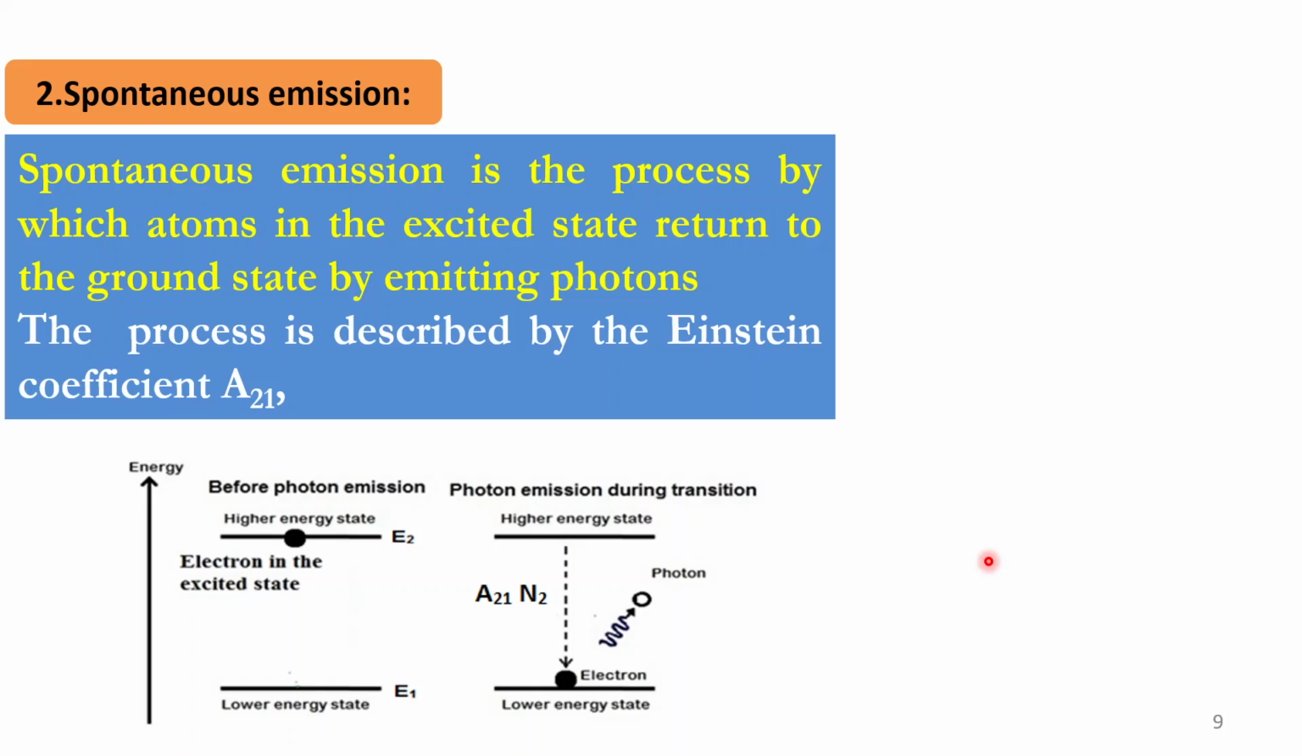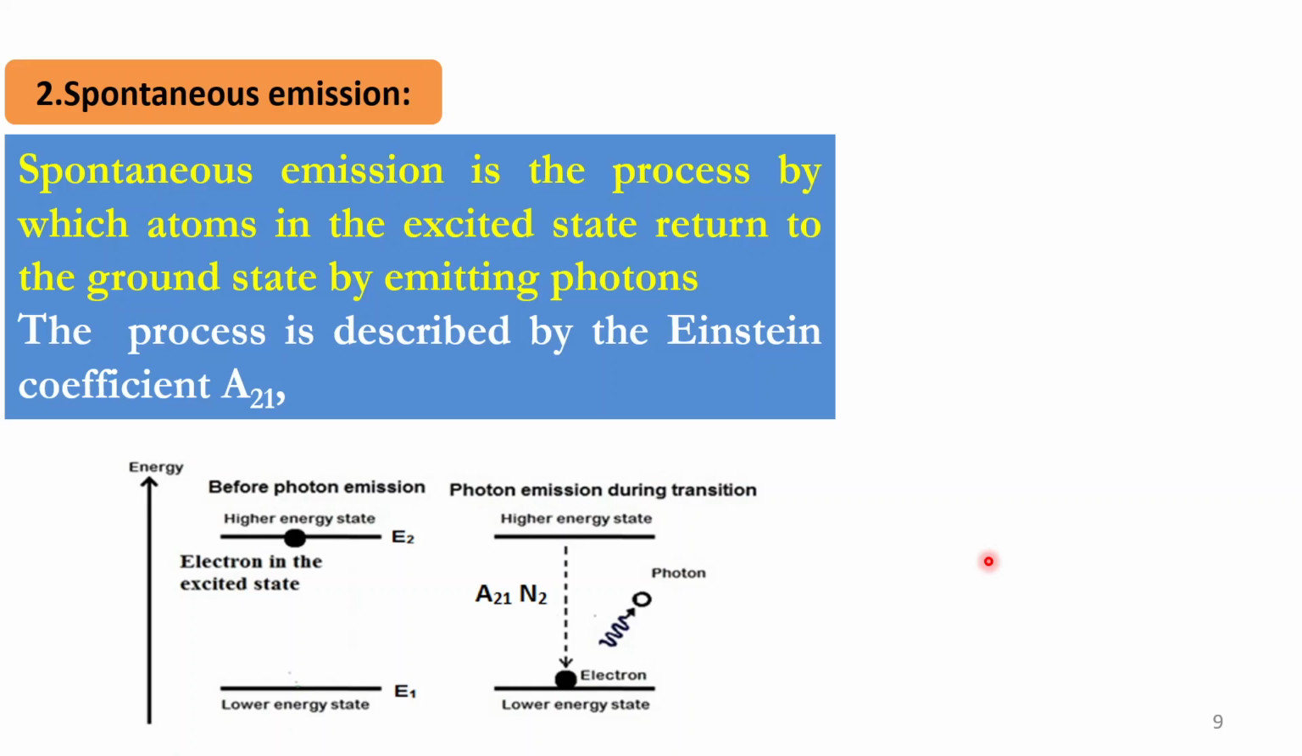We know that the lifetime of the excited atoms in the upper energy level, or in the excited state, is nearly 10 raised to minus 8 seconds. After that, it comes to the lower energy level, and during this transition it emits radiation. That process is known as spontaneous emission.